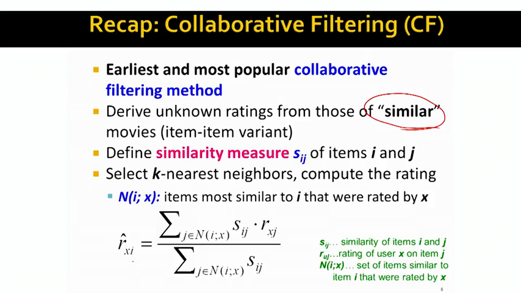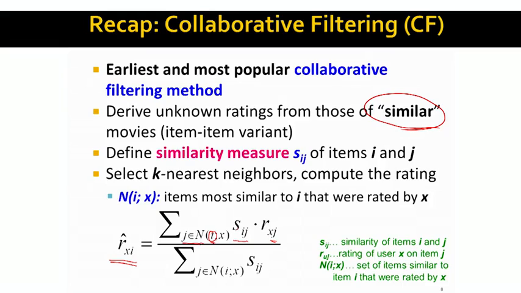So what we want to do is predict how much user X will like movie I. The way we do this is that for a given movie, we find, let's say, k nearest neighbors, meaning the k most similar movies J to this query movie I. Then we ask what rating user X gave to that movie J, and we multiply this with the similarity between movie I and J.